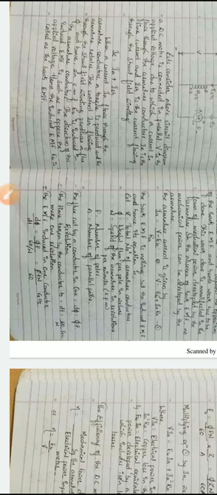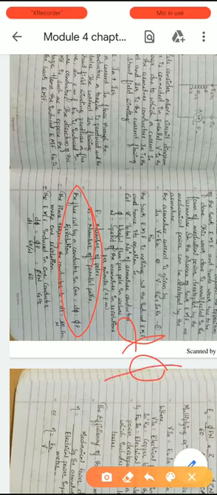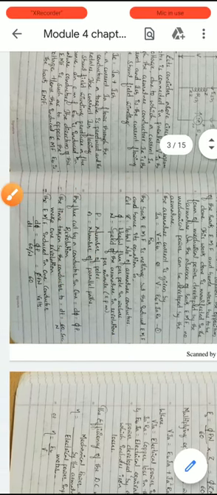Due to current ISH flowing through the field resistor, there will be a flux. The flux cut by a conductor in one revolution, let me call it d phi, is equal to the number of poles times flux. That is phi into P.